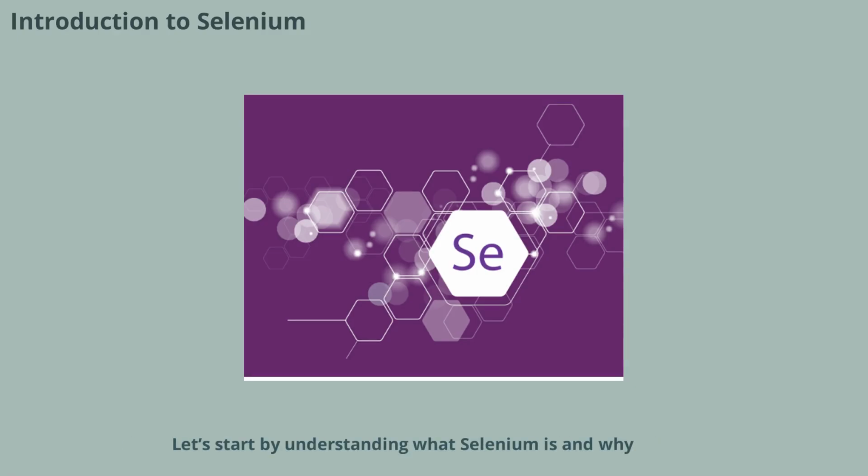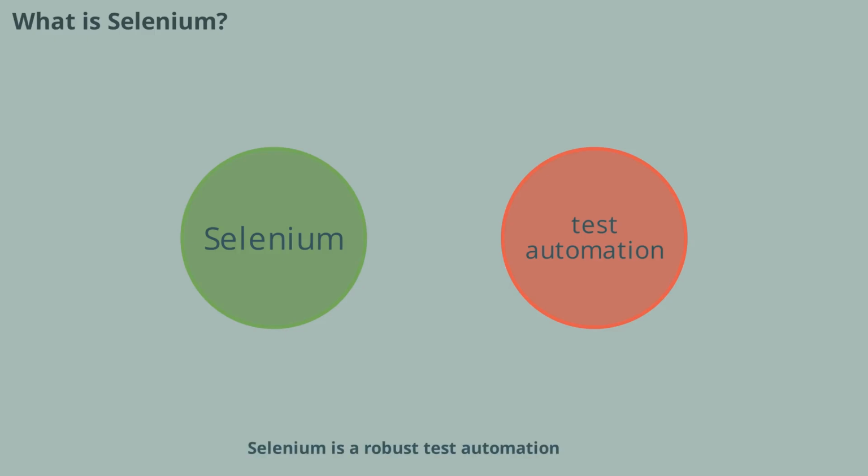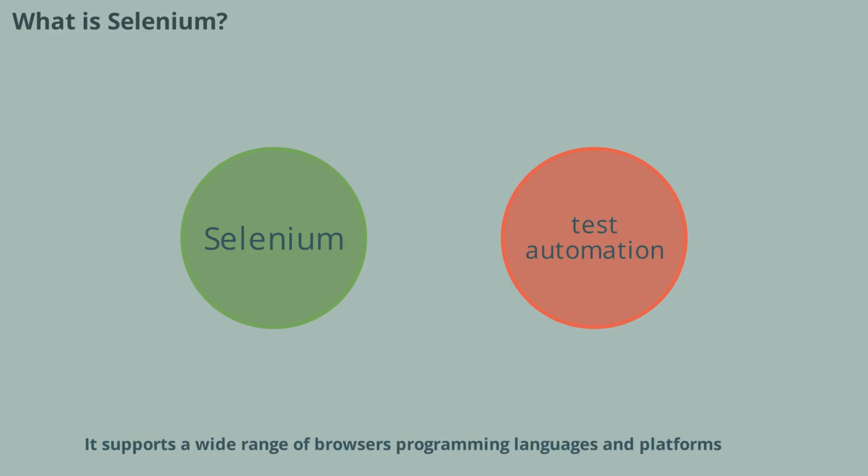Let's start by understanding what Selenium is and why it's so widely used in the world of test automation. Selenium is a robust test automation suite designed specifically for automating web-based applications. It supports a wide range of browsers, programming languages, and platforms, making it a versatile choice for testers and developers alike. With Selenium, you can automate repetitive tasks, validate web functionality, and ensure your applications work seamlessly across different environments. Its open-source nature and active community make it a go-to tool for anyone involved in quality assurance.